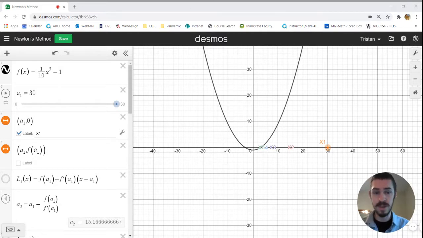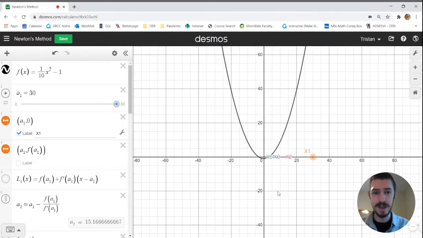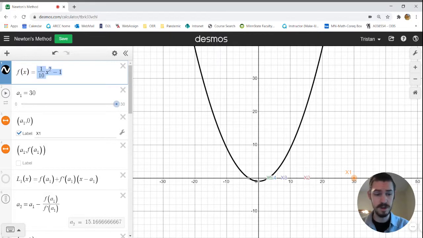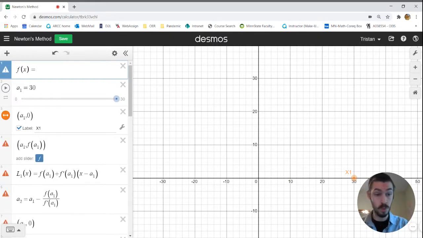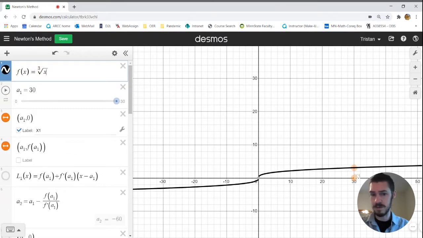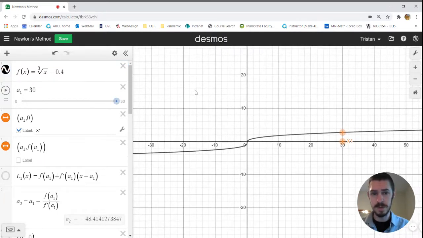So this is the Desmos demo that I used to demonstrate and explain Newton's method originally. I'll send you a link to this, and you can change this function. I'm just going to delete that function and replace it with the one that we were working with last time: the cube root, CBRT, cube root of x minus 0.4. So that was our function, and our initial guess was like 1, right?